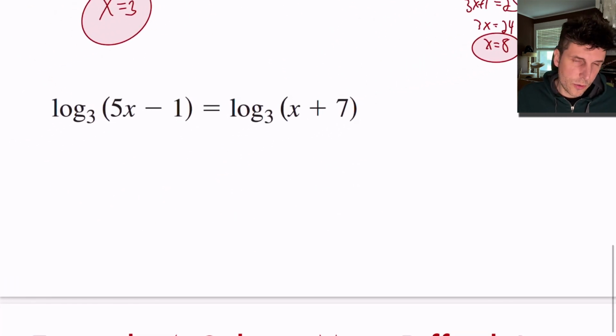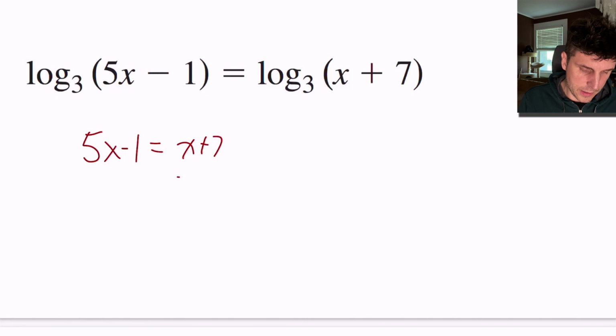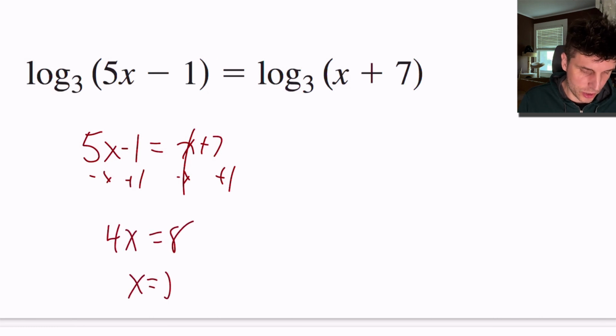I would pause the video and do this one. So this one's pretty straightforward. Again, log base 3 on both sides, so I could just go ahead and take 5x minus 1 and make it equal to x plus 7. Solve, it's going to be minus x plus 1 plus 1. So we have 4x equals 8, x equals 2.